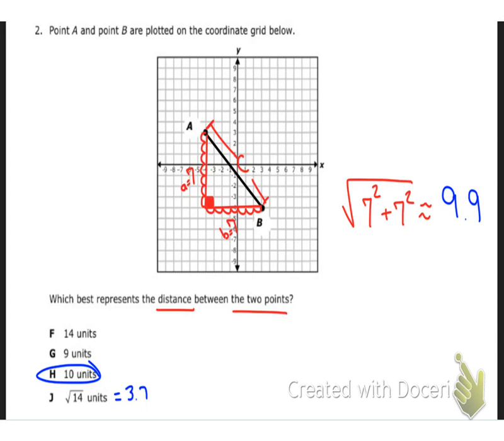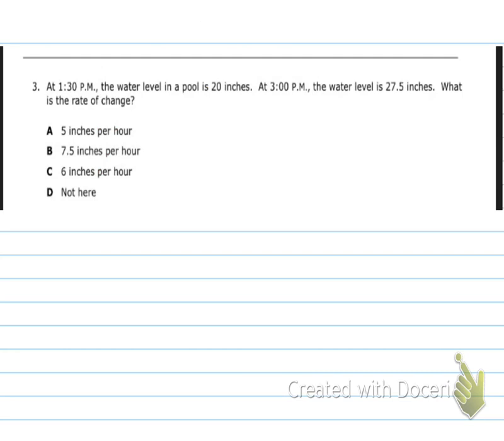And then F is wrong for so many reasons. And so then we have G. I don't know, maybe you can get G or H if you were to count it by just looking at it. You could fall for G. But H is the correct answer using the Pythagorean theorem. All right, moving on to the last one.